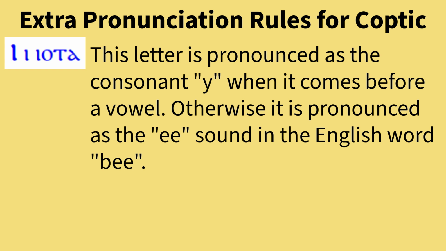So on this page, just mentioning again the letter ⲿ. Remember, this letter is pronounced as the consonant y when it comes before a vowel. Otherwise, it's pronounced as the e sound or long I vowel sound in the English word be.